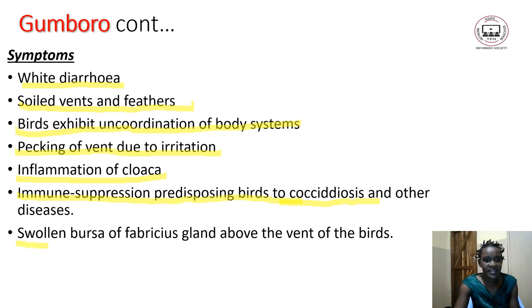And lastly, another symptom is a swollen bursa of Fabricius above the vent of the bird. This comes as a result of pecking. We are saying that the bird starts to peck on the vent, so that can lead to the vent becoming swollen.